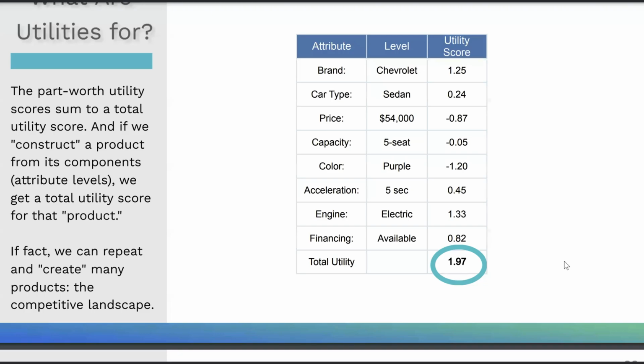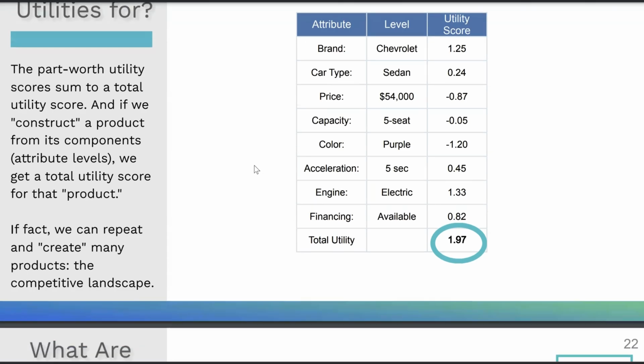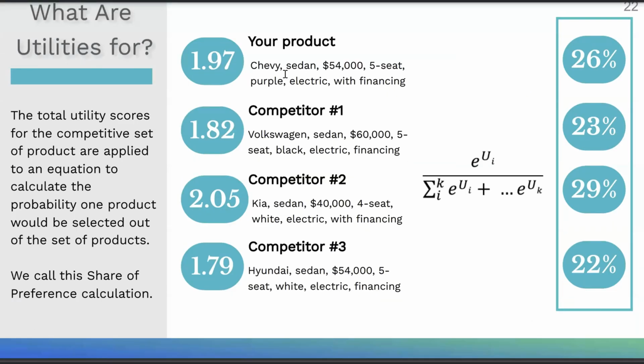And what if I create the market, the competitive landscape? Let's just do that here very quickly. Here's my product. Let's say I'm a Chevy manager, and here's my total utility score for this particular product. And I created a competitor, which is Volkswagen, and that's their total utility score for their product. And for Kia and for Hyundai, and I created a competitive landscape. Now, of course, it's rare that you only have 4 products in your market, but let's imagine that you have 10, and that's your competitive market.